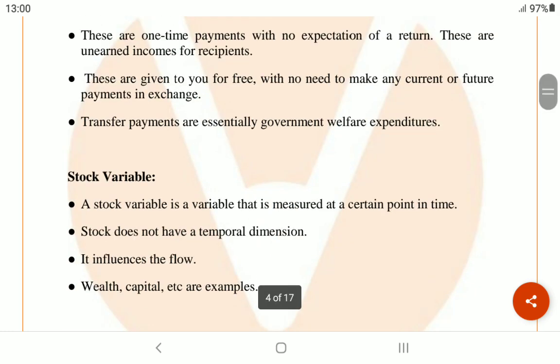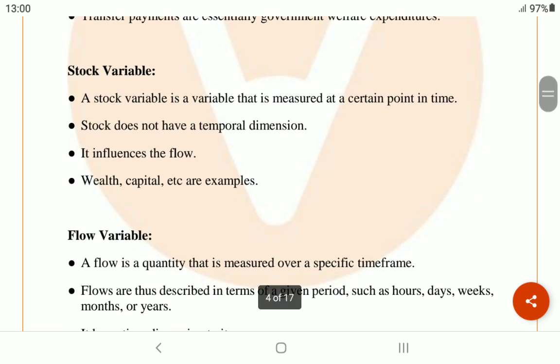Next is stock variable. There are also 2 marks. A stock variable is a variable that is measured at a certain point in time. Stock does not have a temporal dimension. It influences the flow. Wealth, capital, etc. come under stock variable.